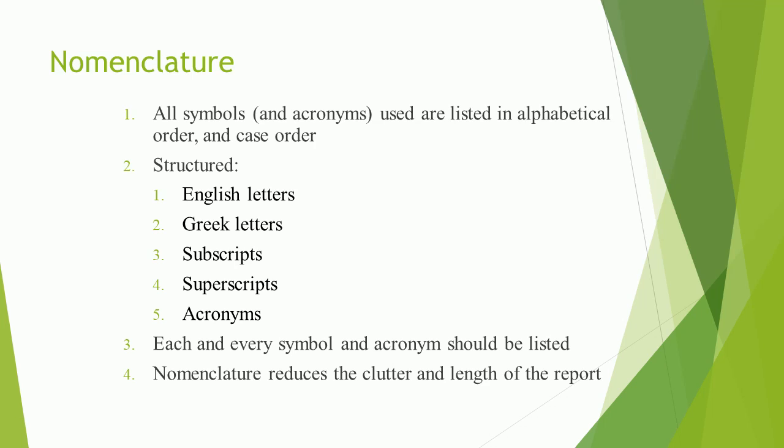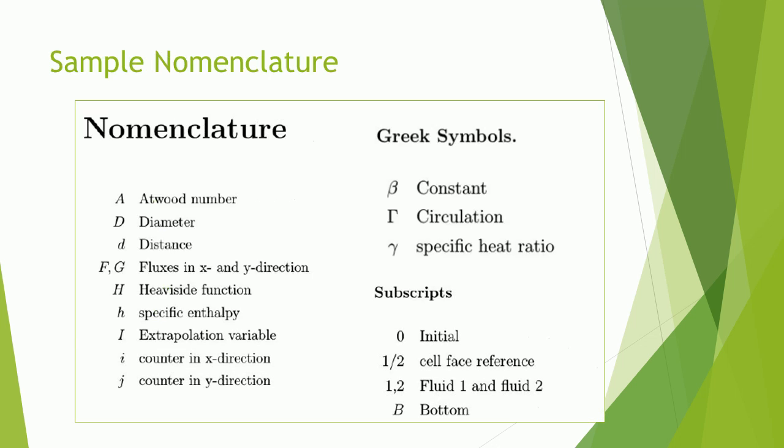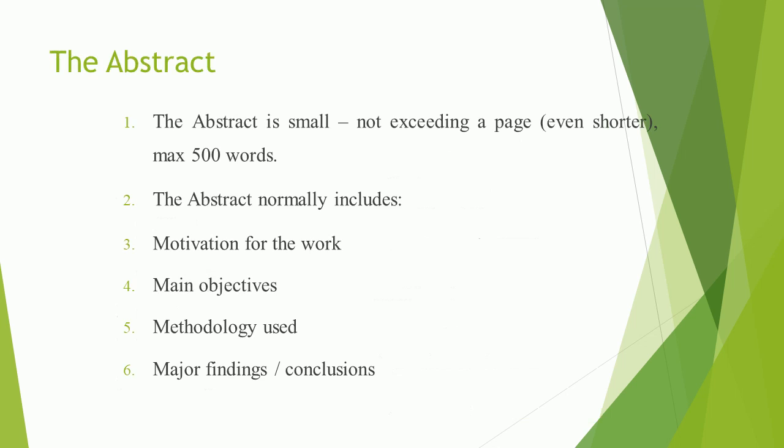Nomenclature. All symbols and acronyms used are listed in alphabetical order and case order, structured as English letters, Greek letters, subscripts, superscripts, acronyms. Each and every symbol and acronym should be listed. Nomenclature reduces the clutter and length of the report. Sample nomenclature. The abstract is small, not exceeding a page, even shorter, max 500 words.